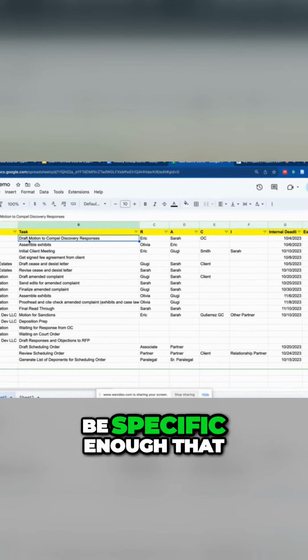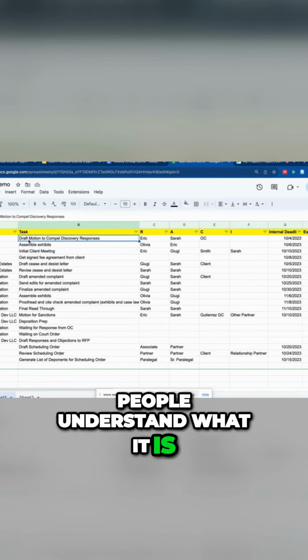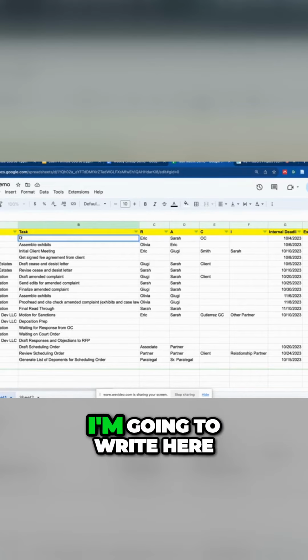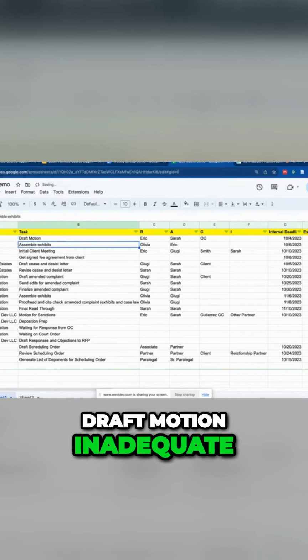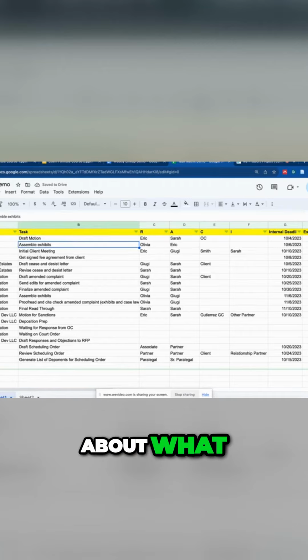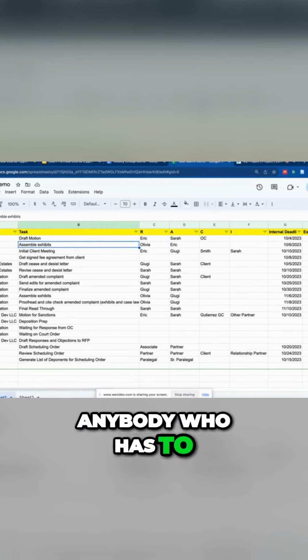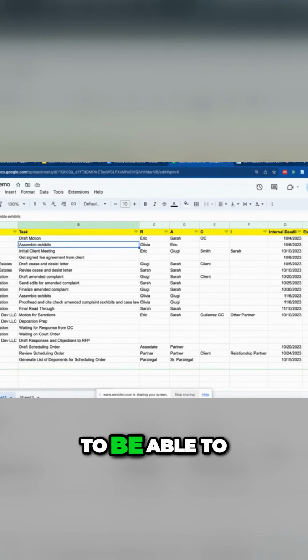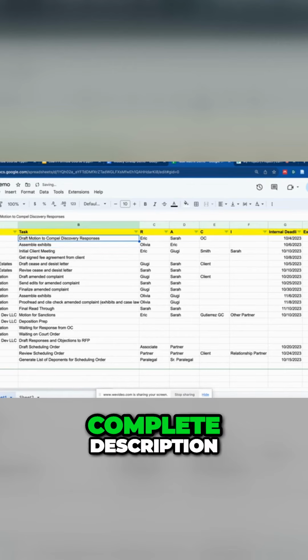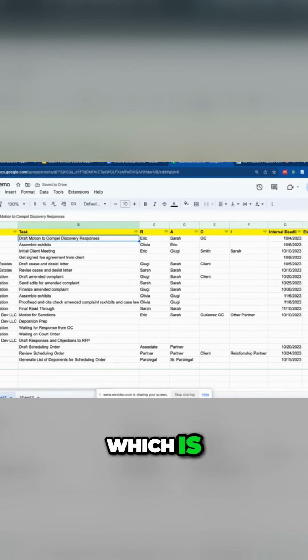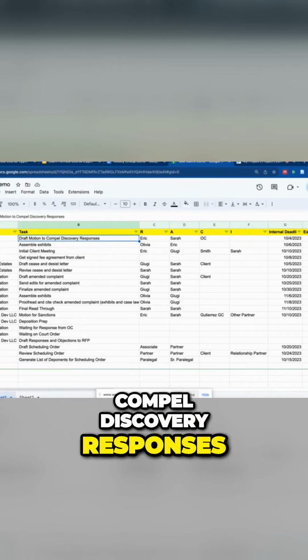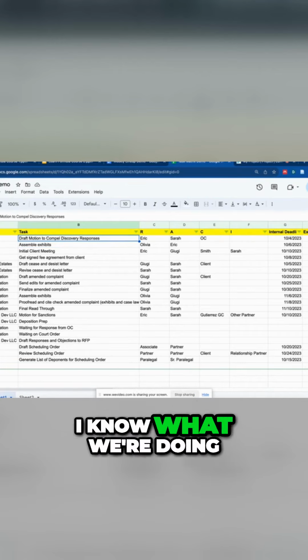The task has to be specific enough that people understand what it is. So for example, this, I'm going to write here, "draft motion," inadequate. What motion? About what? Anybody who has to look at this from anybody in the team needs to be able to understand what motion you're referring to. So we're going to go back to our much more complete description, which is a draft motion to compel discovery responses. Anybody looking at it is like, okay, I know what we're doing, okay?